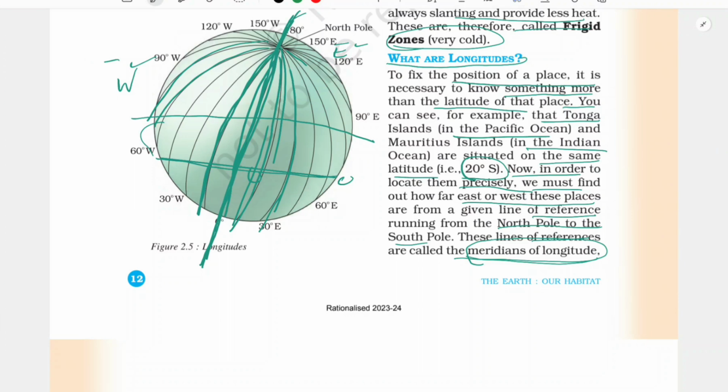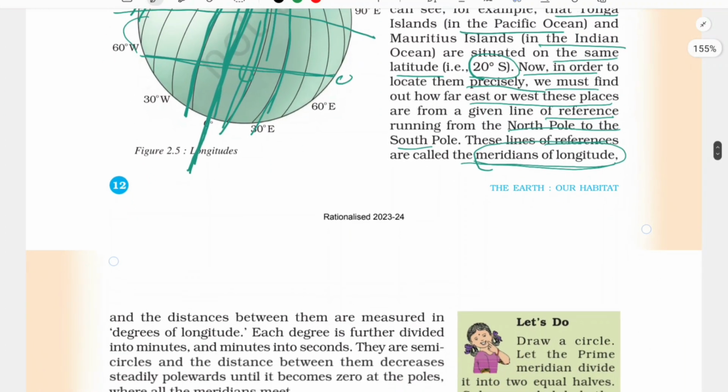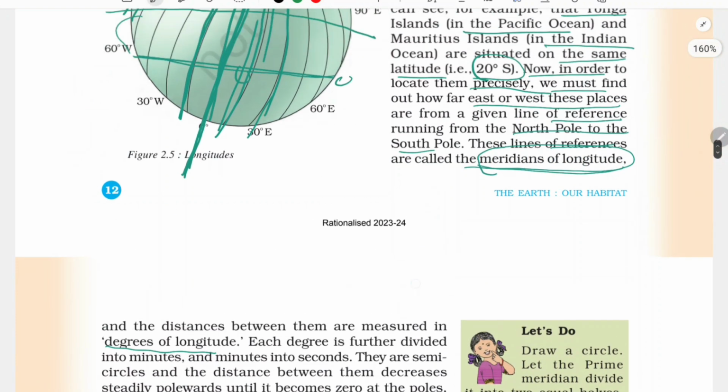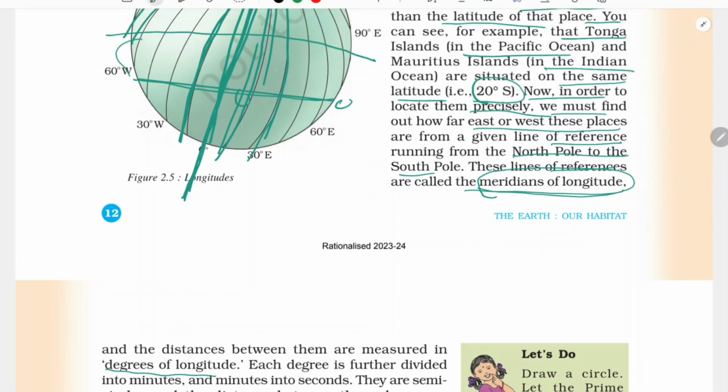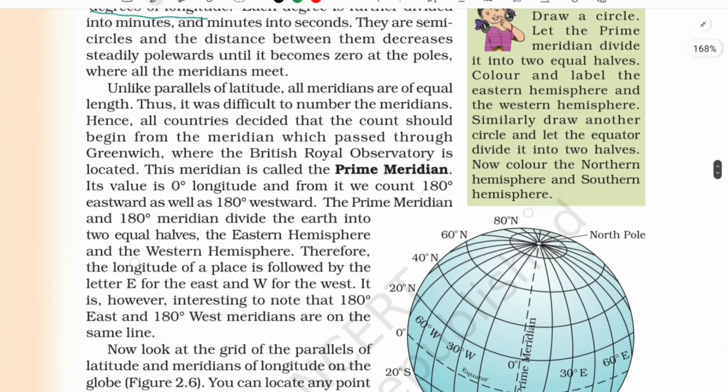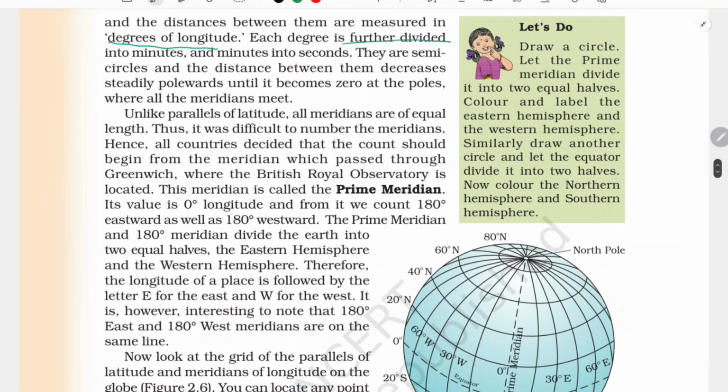These are called the meridians of longitudes, and the distance between them is measured in degrees of longitudes. Just as in latitudes we measured the distance in degrees, here too the distance is measured in degrees. Each degree is divided into minutes. Why minutes? Because this is the imaginary line through which we came to know about the time zones, about our time. So these are divided into minutes, and minutes into seconds.